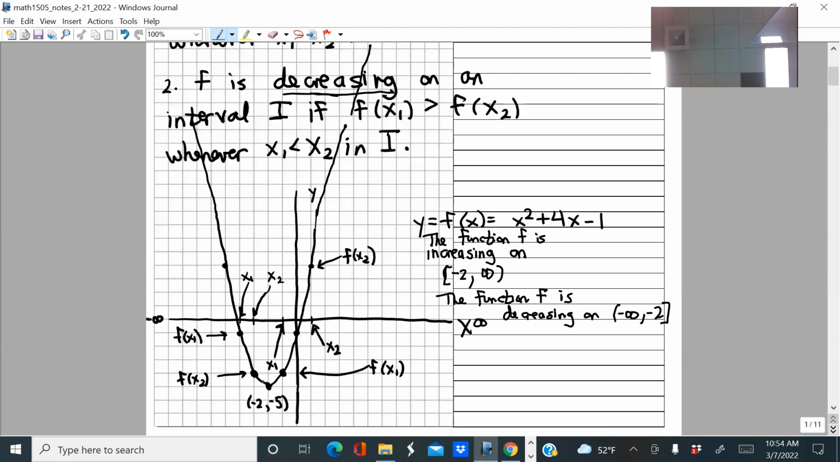I call that a turning point, all right? Because that's where this function is switching from, in this case, decreasing to increasing. In other words, the curve turns there at that turning point. It changes direction at that turning point.